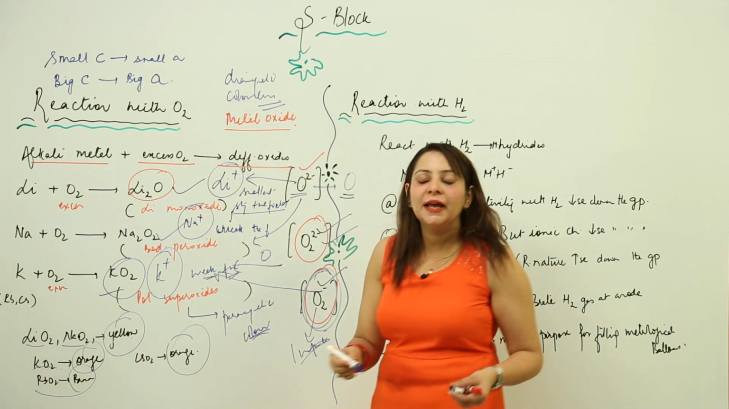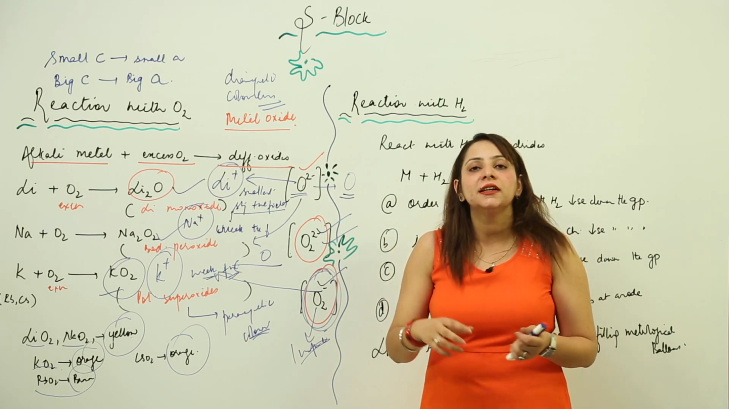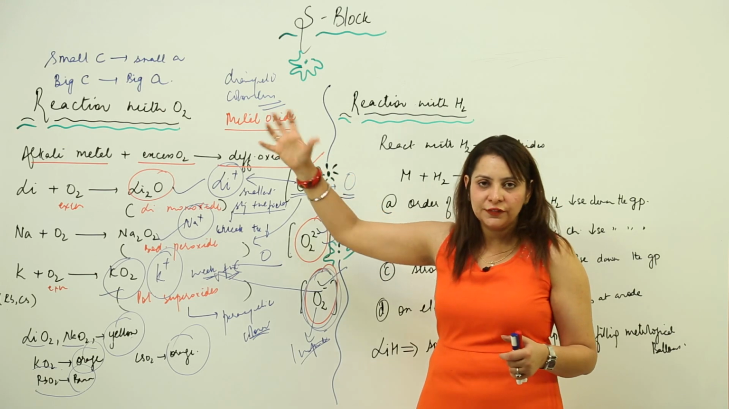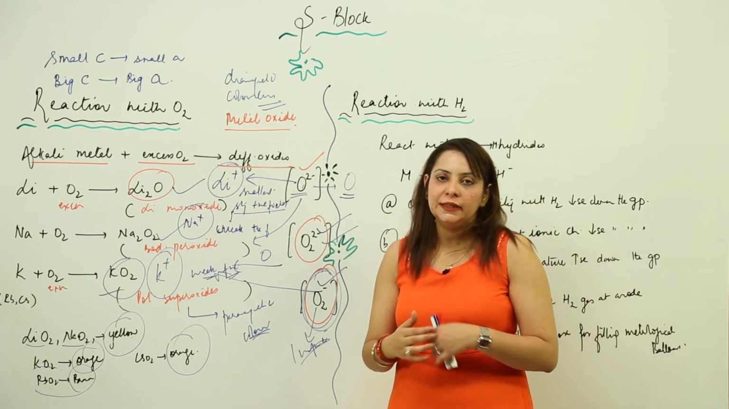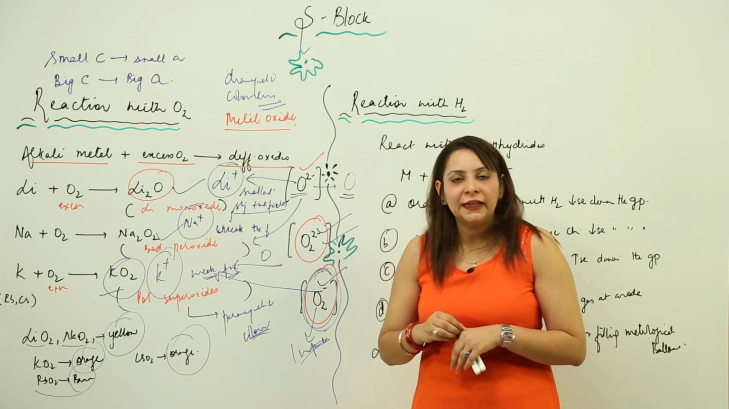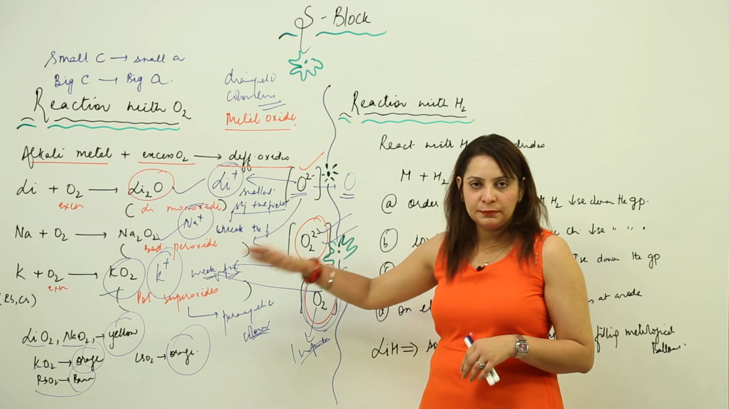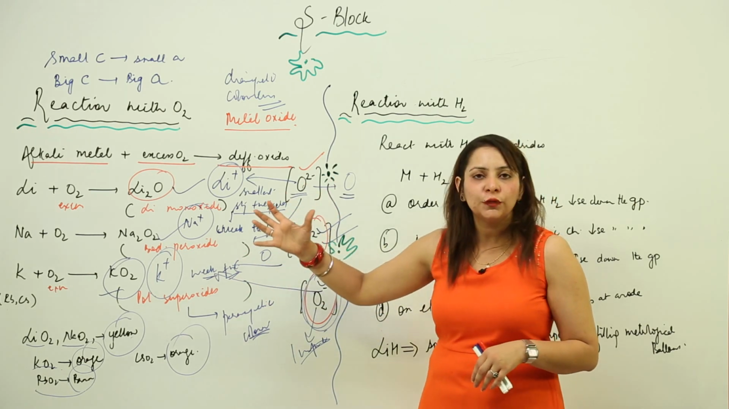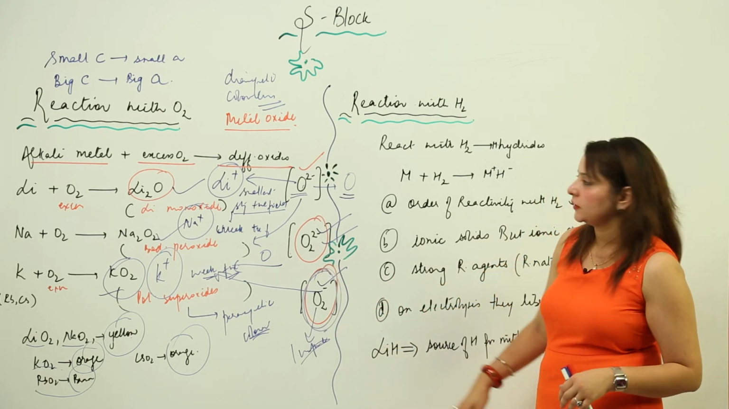So you have to keep in mind that whenever we react with excess of oxygen, we see a variety of oxides, and the stability according to the size of the cation and anion applies in this case, and you need to answer accordingly. And if we talk about the magnetic character, the superoxides are paramagnetic, but the normal oxides are diamagnetic in nature. So this is the reaction with oxygen.